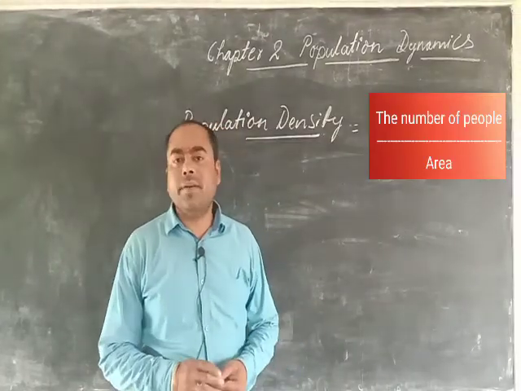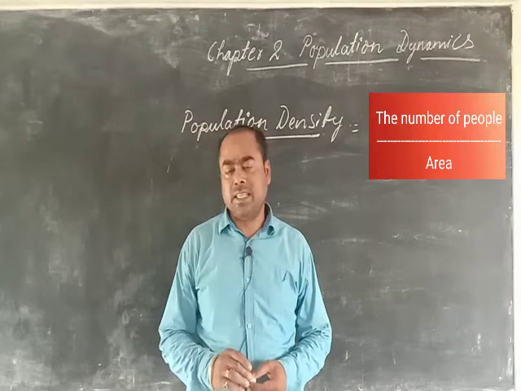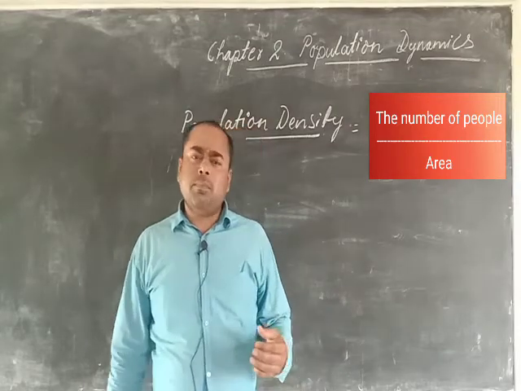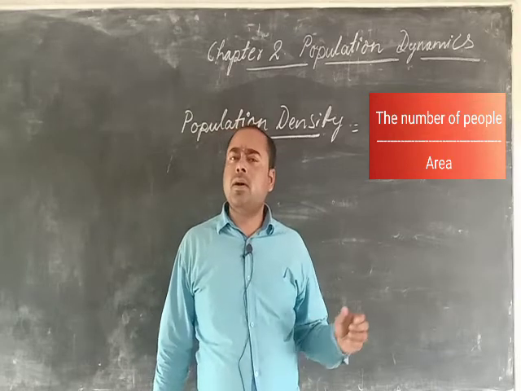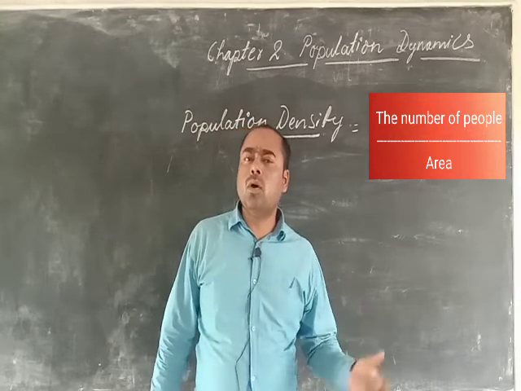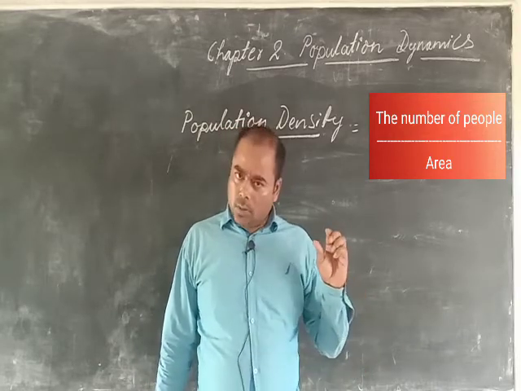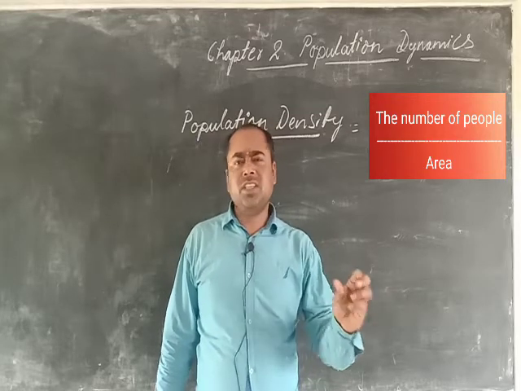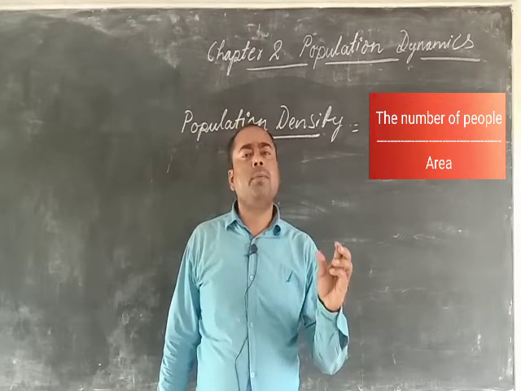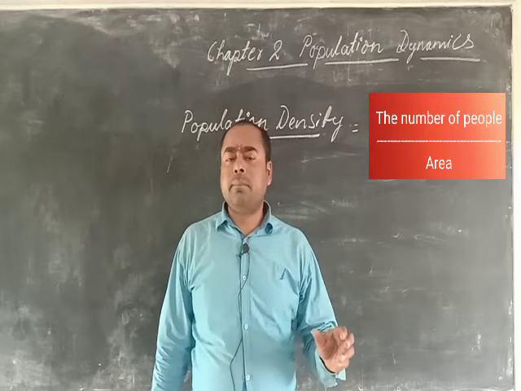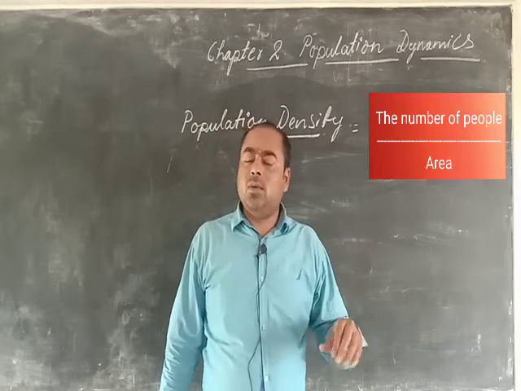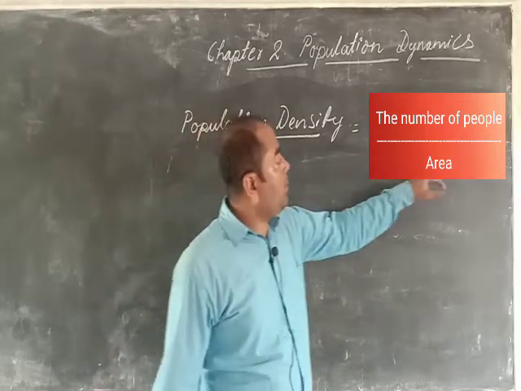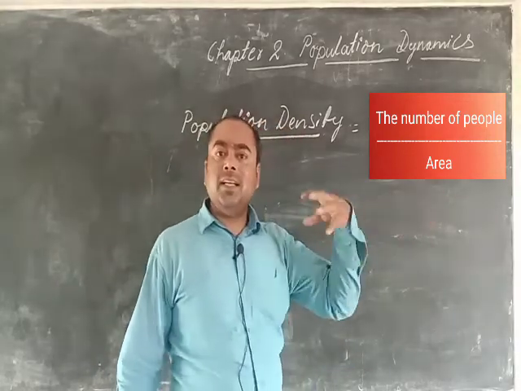Now let's move on to our next topic, population density. What is population density? Population density refers to the pattern of the number of people spread over the world. Population density is a pattern for the number of people spread over the world. That means, in other words, we can say it is the number of people per unit area. Okay, the number of people per unit area is the density.